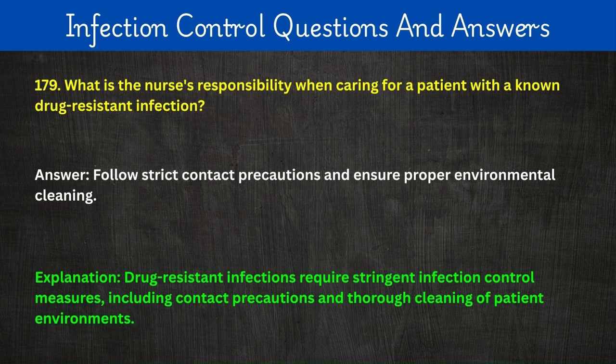179. What is the nurse's responsibility when caring for a patient with a known drug-resistant infection? Answer: follow strict contact precautions and ensure proper environmental cleaning. Explanation: drug-resistant infections require stringent infection control measures, including contact precautions and thorough cleaning of patient environments.